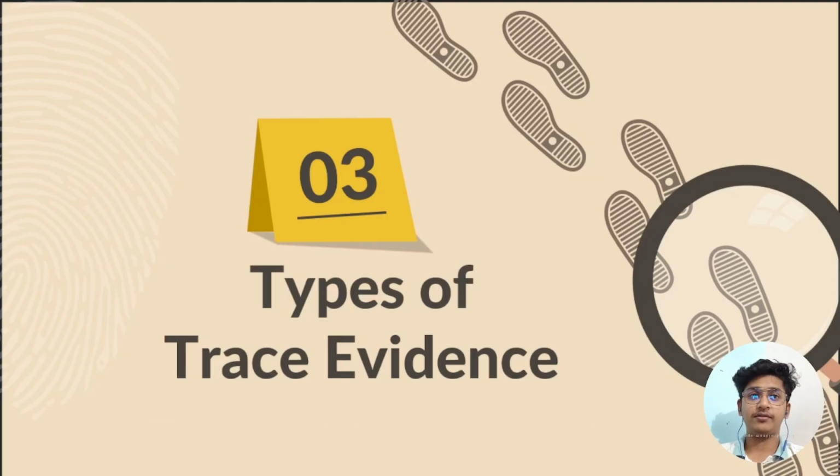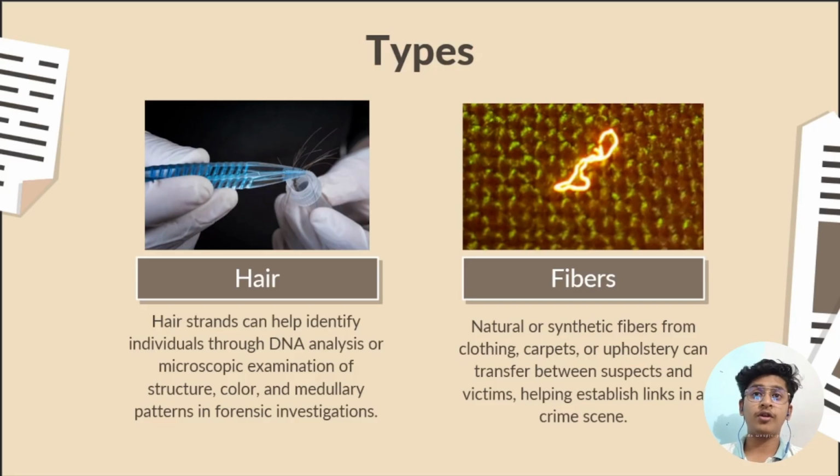Then let's dive into the different types of trace evidence that are commonly found in a crime scene. First, let's start with hair, one of the most common types of evidence found at crime scenes. Now, hair can provide vital clues in forensic investigations. It can help determine whether it came from a human or an animal. Also, it can give insights into the drugs used, diet, or even exposure to toxins, and sometimes even link a suspect to a crime scene.